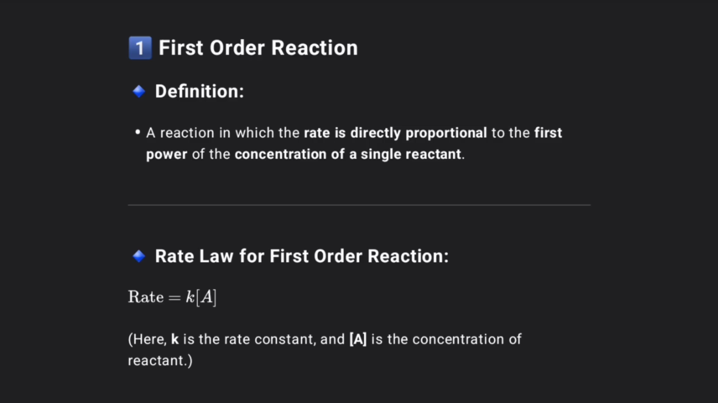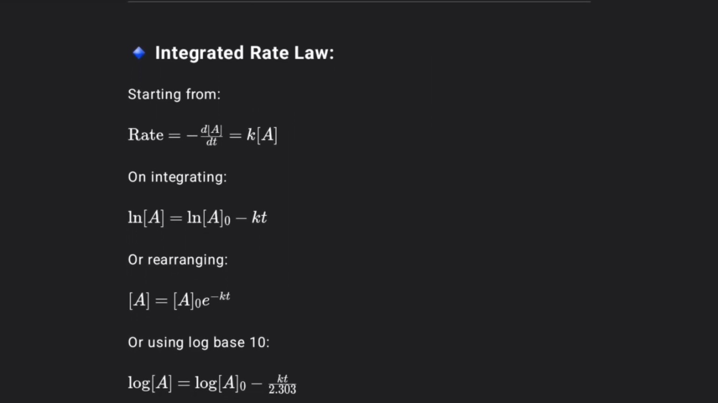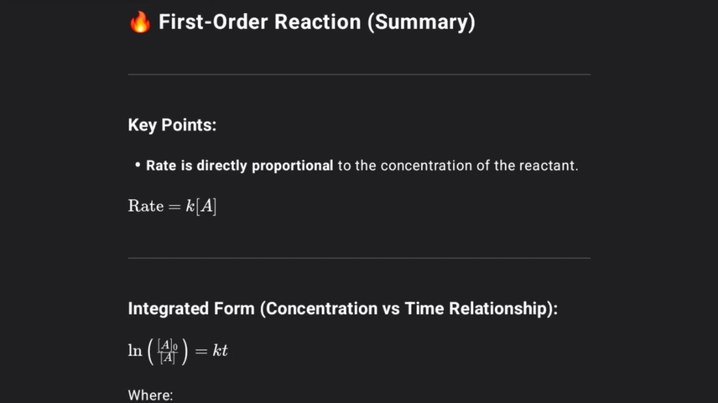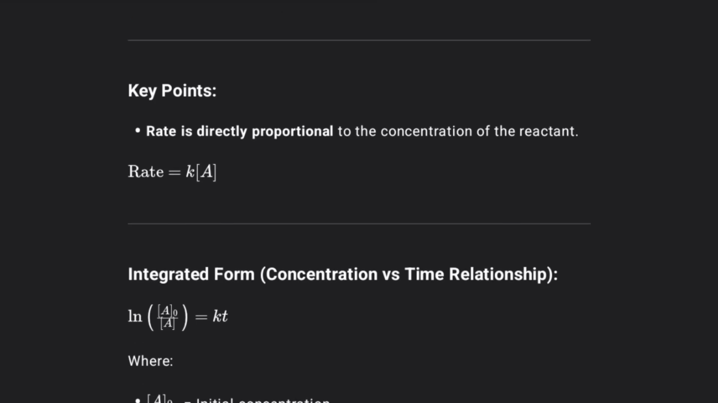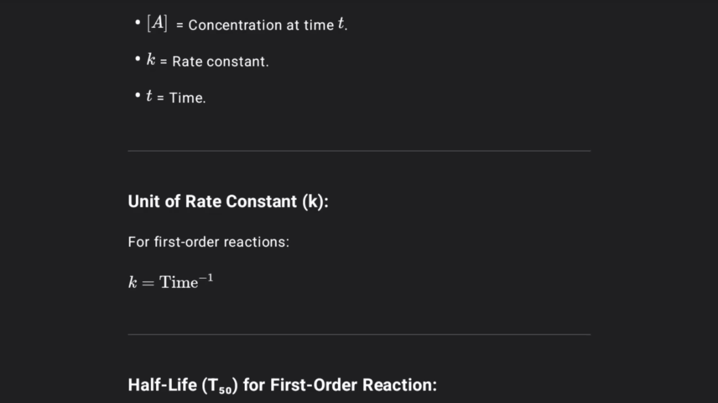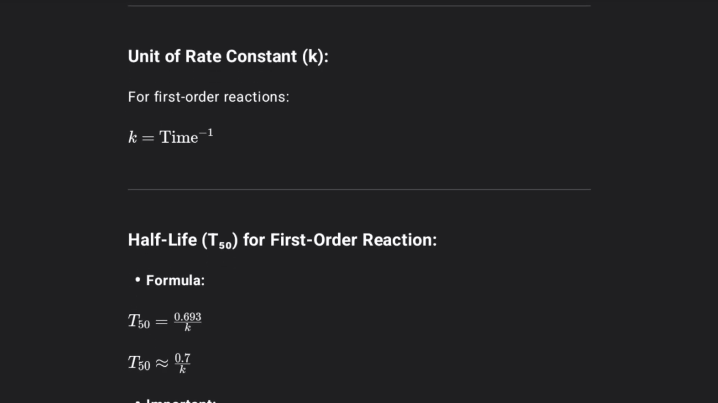For the integrated rate law, starting from rate = -d[A]/dt = k[A], on integrating, ln[A] = ln[A]0 - kt. Rearranging, [A] = [A]0 e^(-kt), or using log base 10, log[A] = log[A]0 - kt/2.303. Graphical representation: a straight line, where [A]0 is the initial concentration and [A] the concentration at time t, k is the rate constant, and t is time.